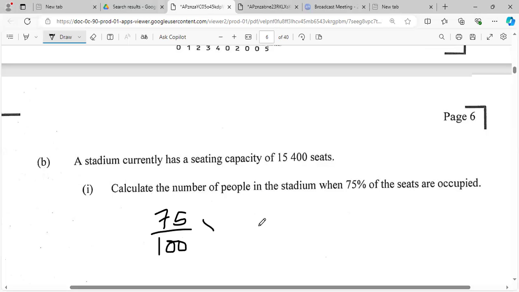Again, don't play hero and play with zeros. Use your calculator. In the exam, you are to be time efficient. Alright? So we're going to cancel now. Alright, use a calculator, guys. I'm going to do the same thing. So basically, you're just multiplying 15,400 by 0.75.